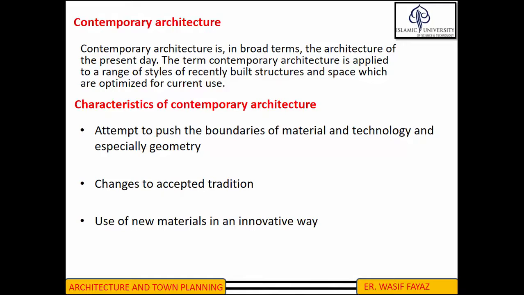If we look at the characteristics of contemporary architecture, what basically contemporary architecture tried to do, it tried to push the boundaries of material, technology, as well as design. It tried to change the accepted tradition of buildings, also the use of new materials in an innovative way.